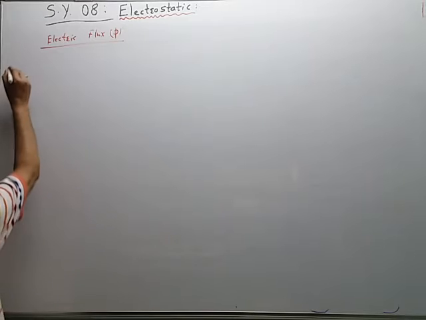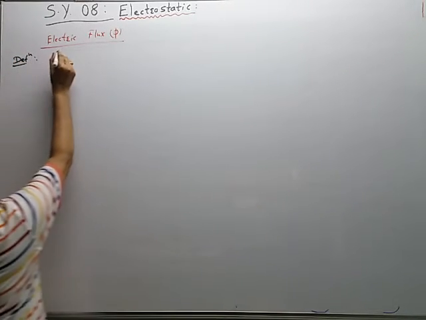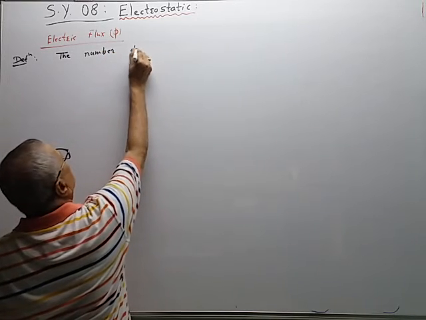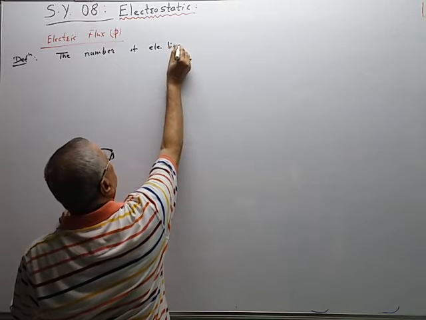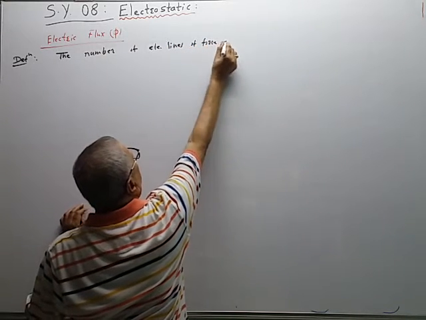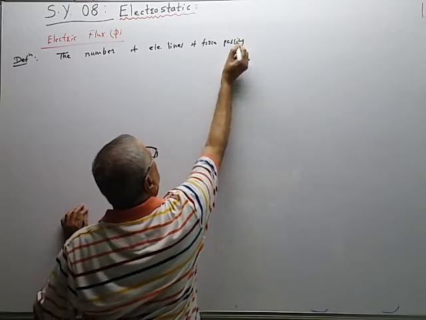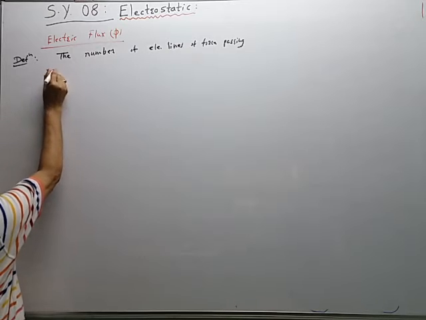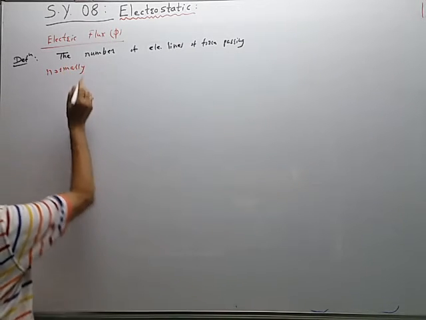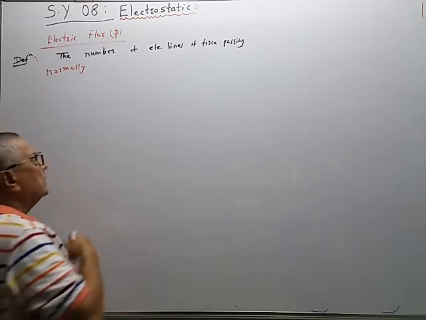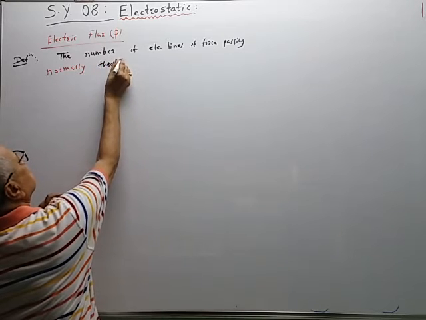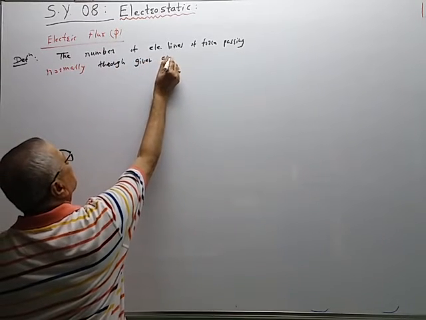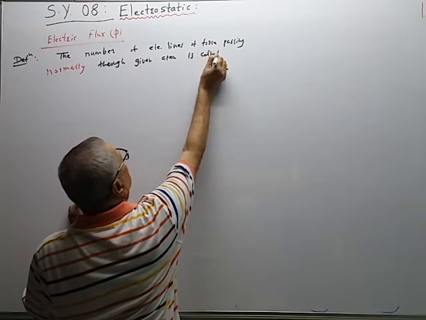The term electric flux is defined as follows. Definition: the number of electric lines of force passing normally, means perpendicular, through a given area may have any value. The larger the area, the more lines of force pass, and the flux increases. The number of electric lines of force passing normally through a given area is called electric flux.